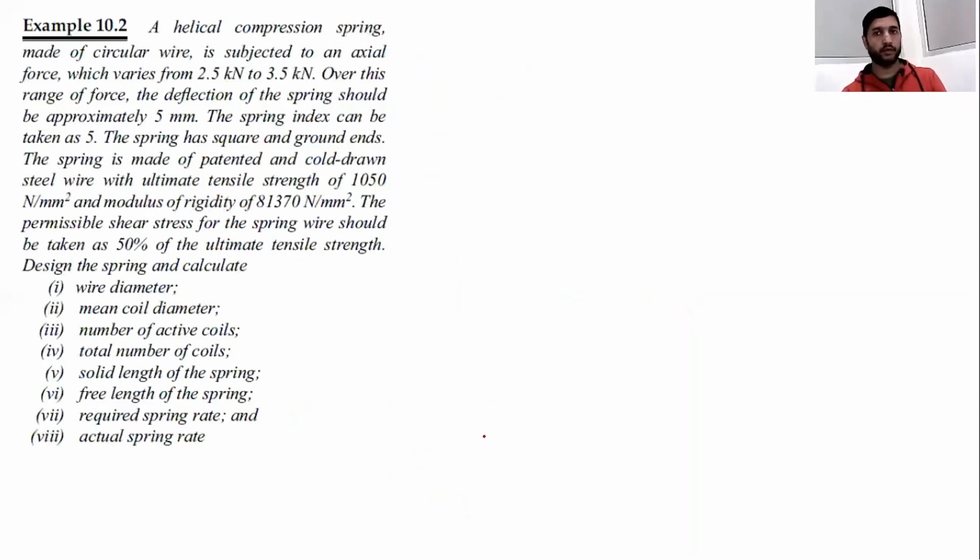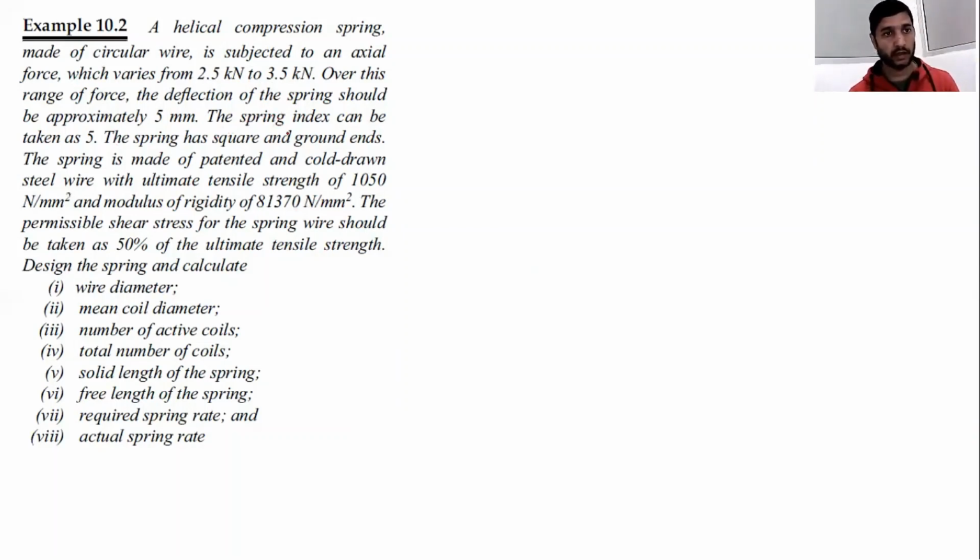This is example 10.2. So this question says a helical compression spring which is made of circular wire is subjected to an axial force which varies from 2.5 kilonewton to 3.5 kilonewton. Now in this question the force is varying. Okay, the force is varying from 2500 newton to 3500 newton. And over this range of force the deflection of the spring should be approximately 5 mm. इस range के लिए ये कह रहा है कि deflection of the spring should be approximately 5 mm. Once again, deflection is given to us, but it is approximate, not exact.